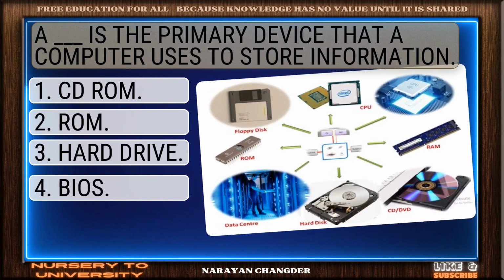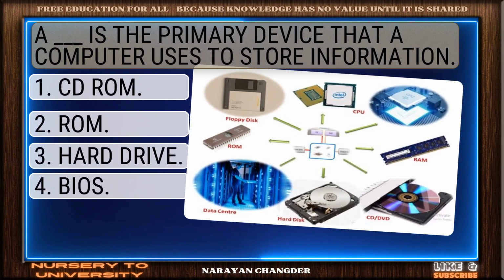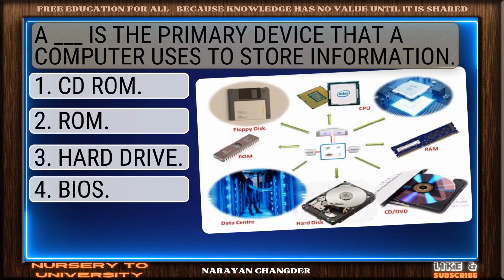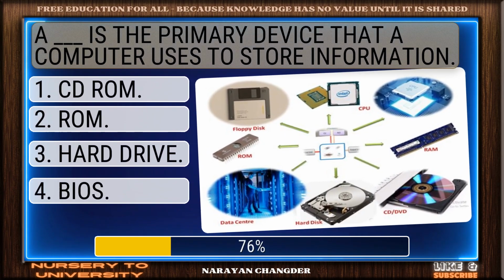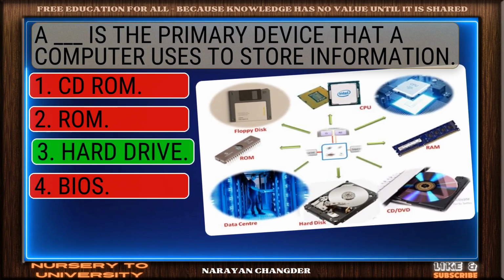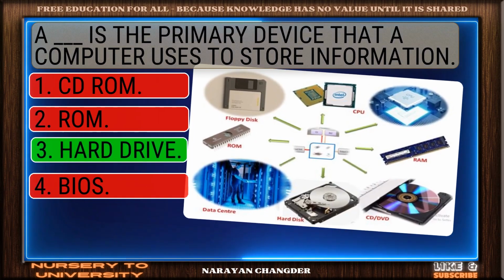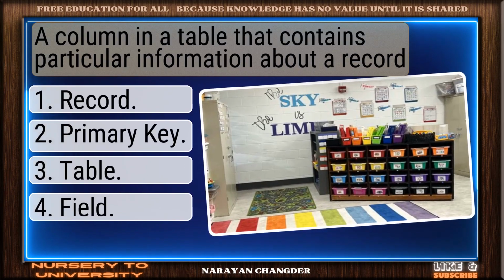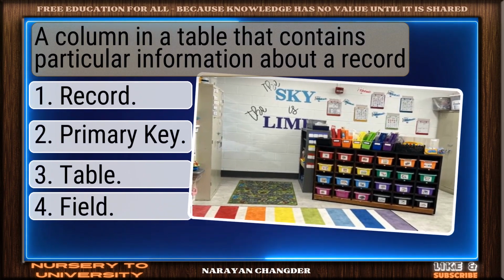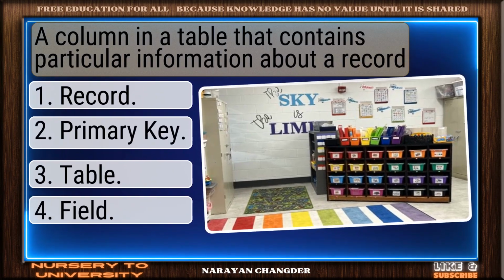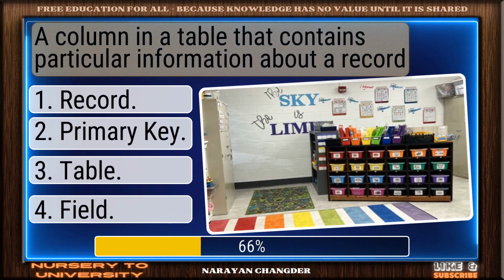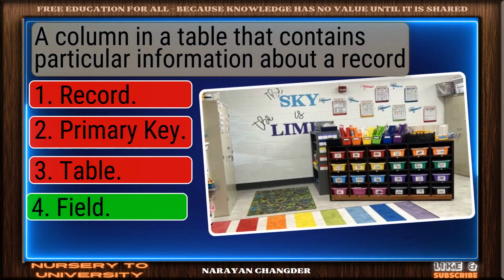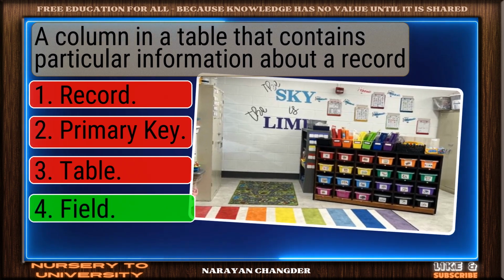A dash is the primary device that a computer uses to store information. Nicely done. Hard drive is solid. A column in a table that contains particular information about a record. Excellent. Field is well reasoned.